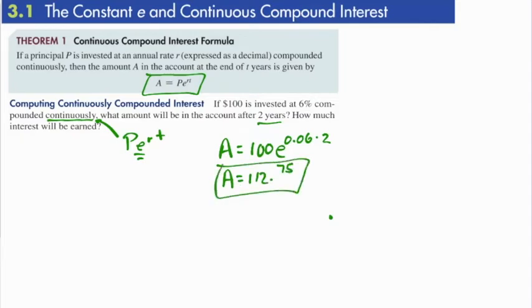Then it goes on to say how much interest will be earned. Well, we started with 100, so we would just subtract that from the amount, amount minus 100, and we get that $12.75 is the interest earned.